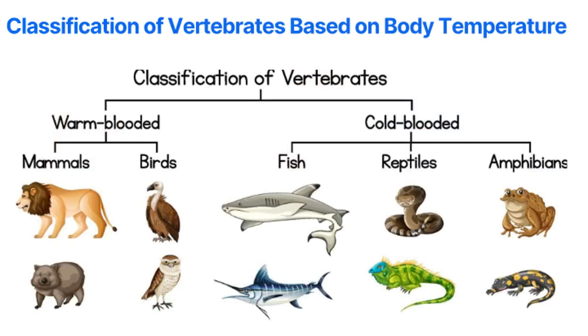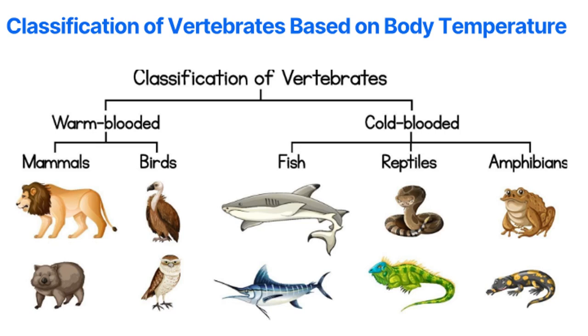Vertebrates can be classified based on their body temperature into 2 groups: cold-blooded and warm-blooded animals. Cold-blooded, or ectothermic, vertebrates cannot regulate their internal body temperature and rely on their environment. This group includes fish, amphibians, and reptiles.